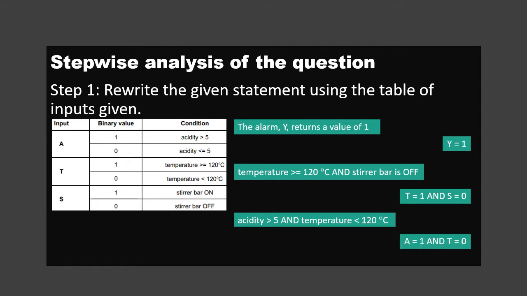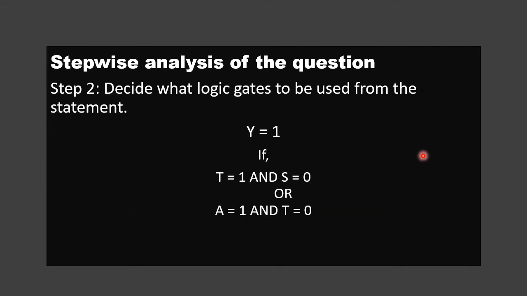We'll discuss it next. In step number 2, we'll decide which logic gates we are going to be using in this statement. Now, we're just writing the statement completely. Y equal 1 if T equal 1 and S equal 0, or A equal 1 and T equals 0. Now from this statement, it is very evident that there are two ANDs and one OR in the statement. We'll go to the next step now.